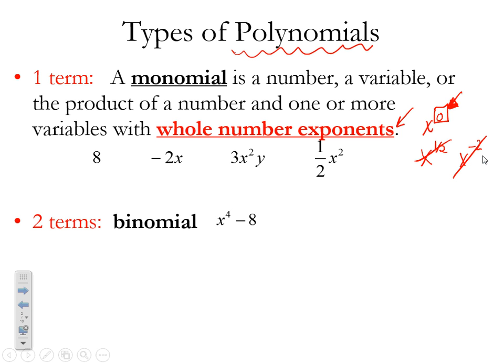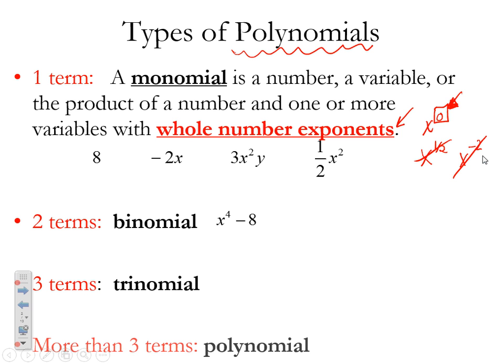A two-term polynomial is a binomial, which is basically two monomials put together, either by adding them or subtracting them. A trinomial is three monomials put together by either adding or subtracting them. Now, we don't have names for four-term polynomials, so anything with four terms and over is just called a polynomial.